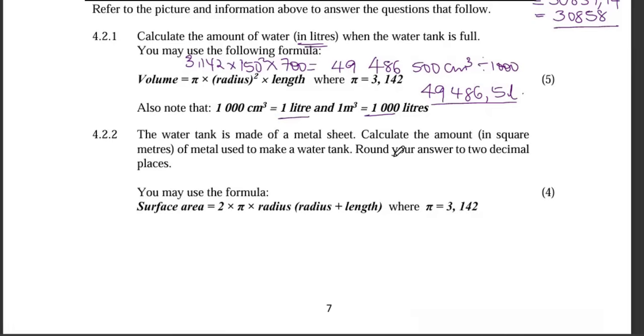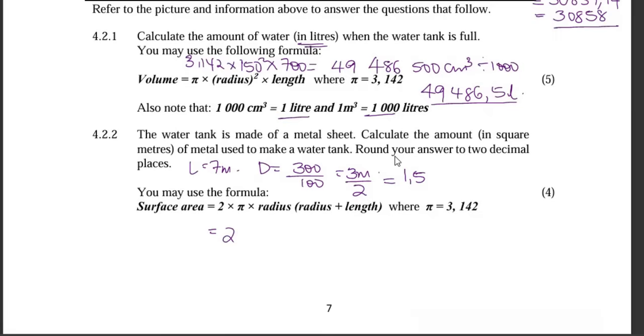The water tank is made of a metal sheet. Calculate the amount in square meters of the metal sheet used to make the water tank. Now remember, it has a length of 7 meters. The answer is needed in square meters, which means the diameter is also going to change. So 300 divided by 100 gives 3 meters. But we shall not need the 3 meters, we shall need the radius. We divide by 2, which is 1.5.